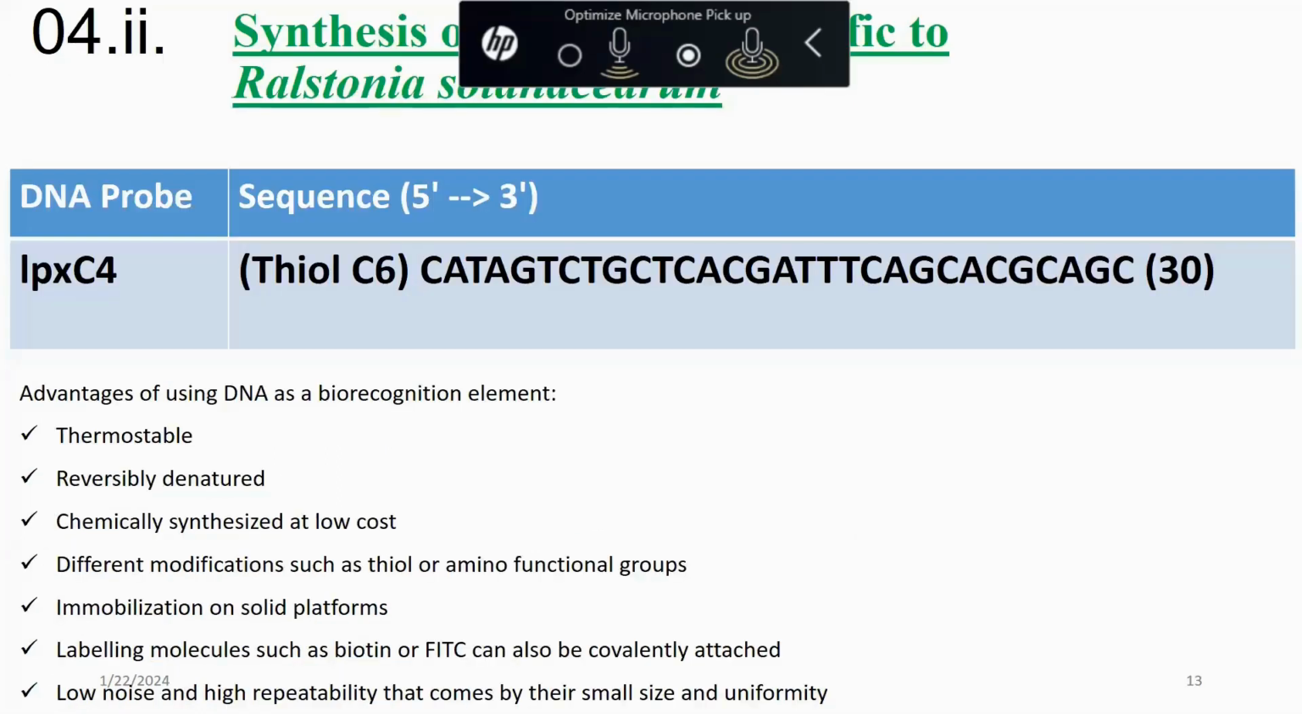So this is the DNA probe. It's called LPX-C4. It was a very specific probe of 30 nucleotides. It was thiolated and procured commercially. The reason for using a thiol functional group was that it enables efficient covalent bonding with the gold electrodes, which served as my platform for detection.